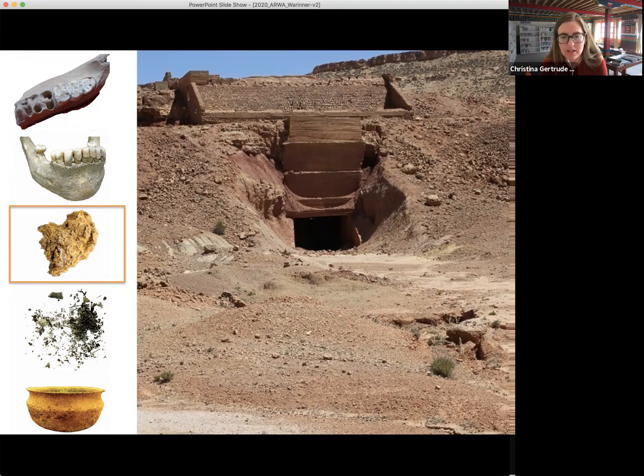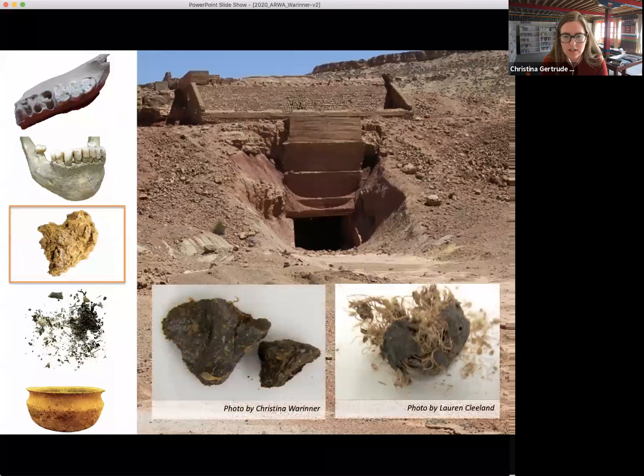And it generally does only preserve in areas that are extremely arid or dry. So for example, in very dry caves in Mexico and the Southwest, we find paleofeces, but also we find paleofeces in places like salt mines. And so, for example, I've done work at the site of Cheraabad in Iran, where we have really excellent preservation of DNA from paleofeces.